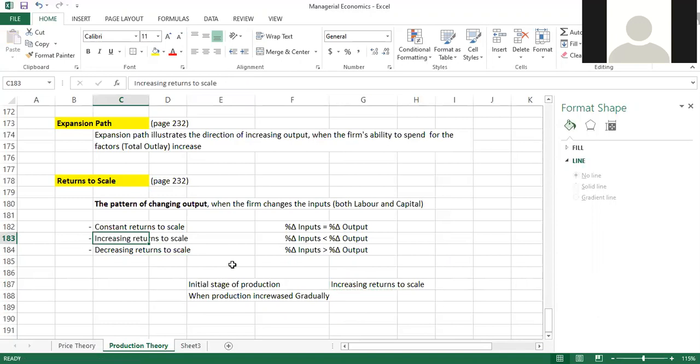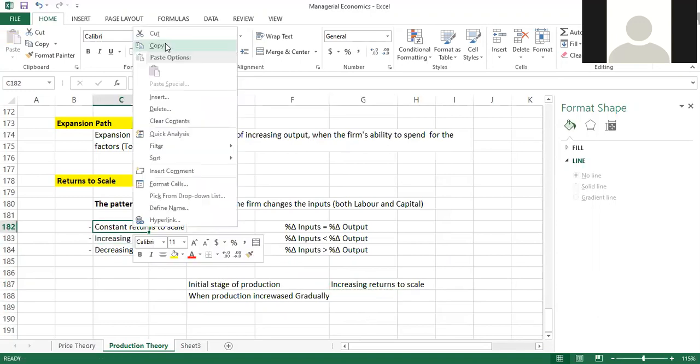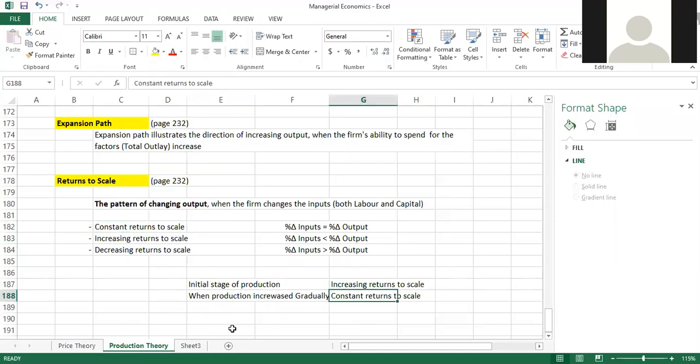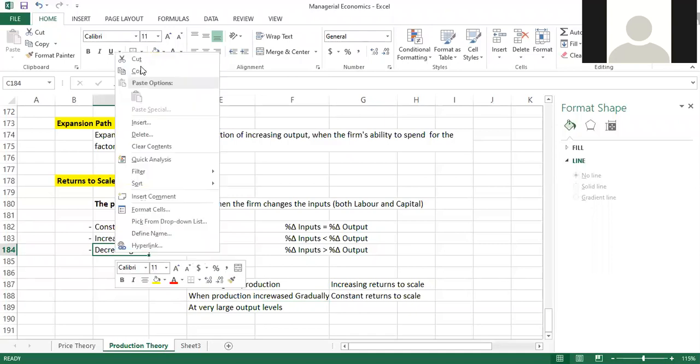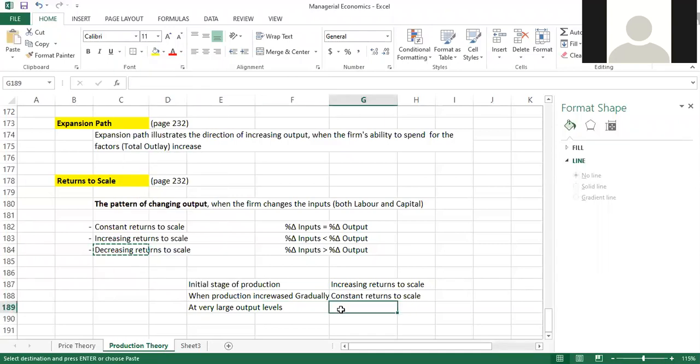So, constant return to scale, right? And when the firm reaches very large output levels, that means beyond the firm's optimum capacity, at very large output levels, the firm will experience decreasing return to scale. So usually this is the pattern, right?